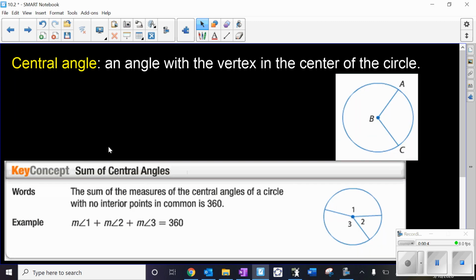Okay, so a central angle, it sounds just like what it means. It's an angle with its vertex point at the center of the circle. So this angle in here, A, B, C, that would be considered a central angle. And if I take all my central angles, in this case down here at the bottom, angle 1 plus angle 2 plus angle 3, it should equal 360 degrees.